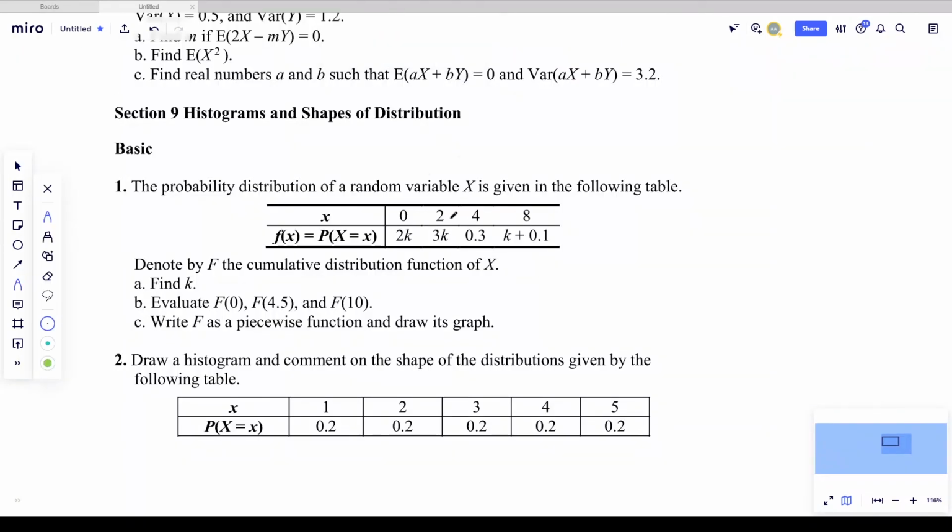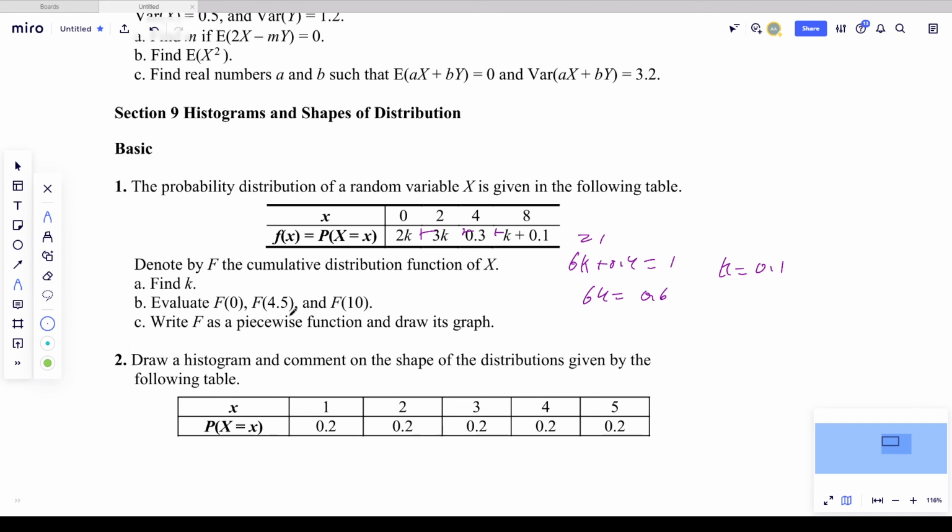So for this one, k, you just add them up. This plus this plus this plus this equals 1. So you're gonna get 6k plus 0.4 equals 1. Man, I need to fix the k's, they're hard. So it'll be 6k equals 0.6, and so k equals 0.1 because you divide. Evaluate F.